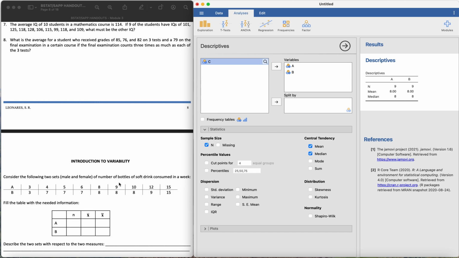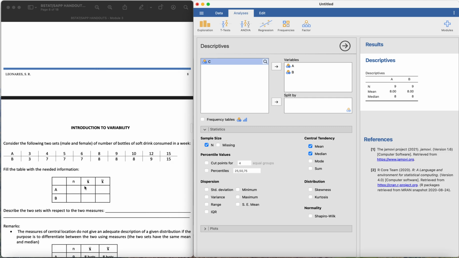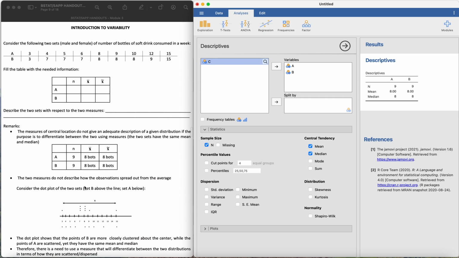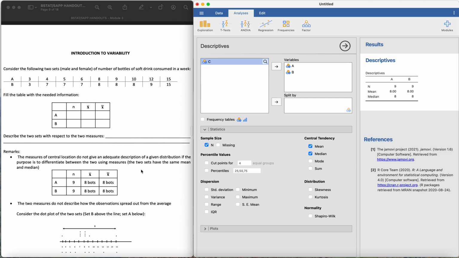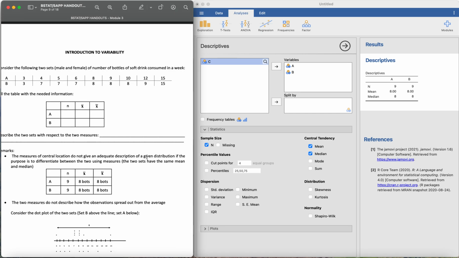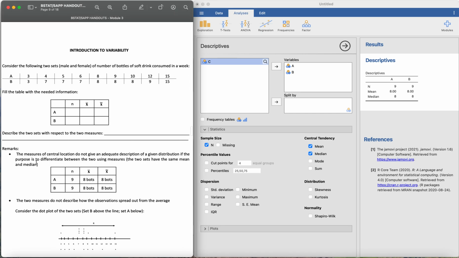So with this, we can see and observe that the mean and median values are equal, though the values themselves are not identical. Okay, so some remarks that we can see: the measures of location do not give an adequate description of a given distribution if the purpose is to differentiate between the two using measures. You can see that we have the same mean, we have the same median. So the two measures do not describe how the observations spread out from the average.